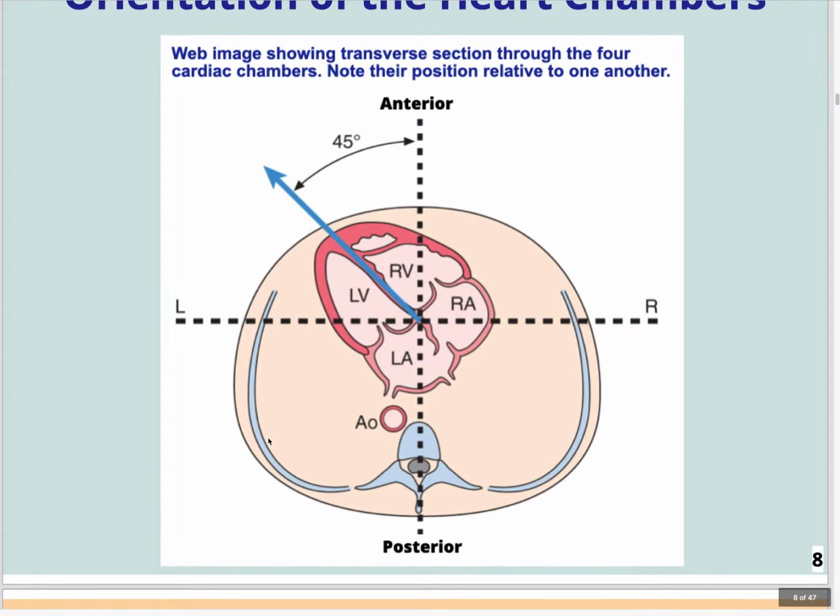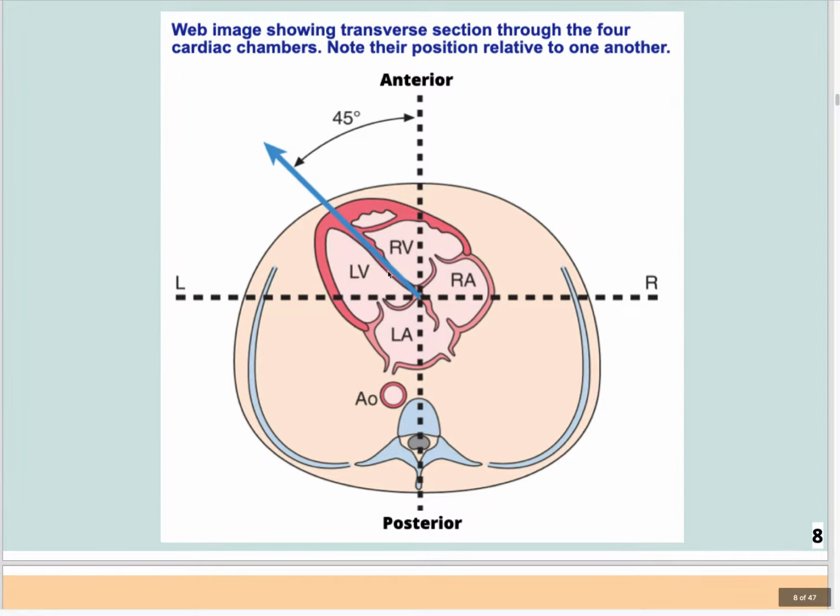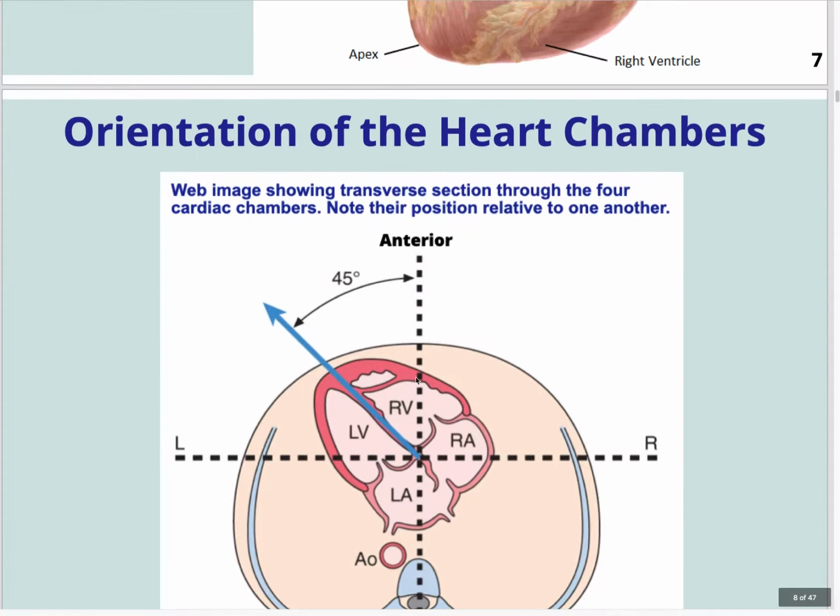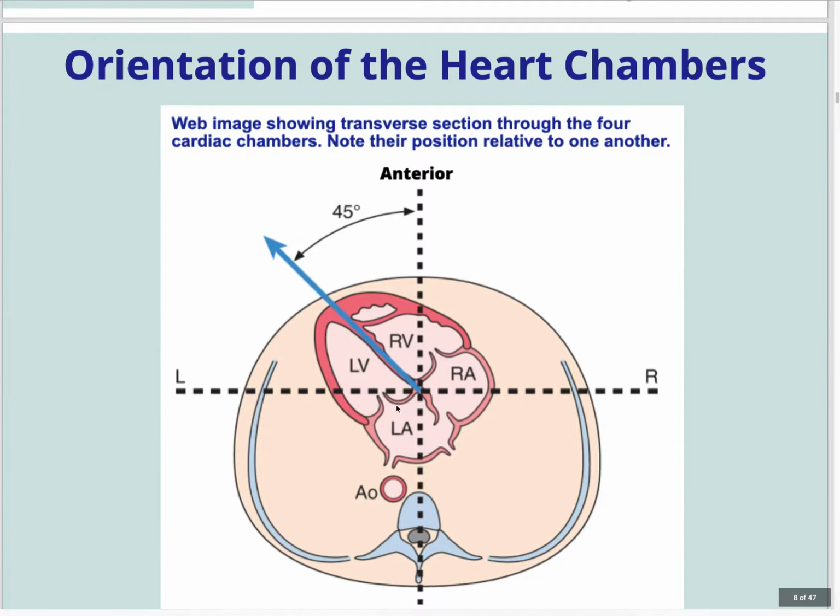Your heart is tilted in such a way that the right heart is deflected anteriorly and the left heart is deflected posteriorly. Because of this, the most anterior chamber is the right ventricle and the most posterior chamber is the left atrium. Here you can see that the left atrium is essentially right in front of the esophagus, but also the aorta. And this is your vertebral column.